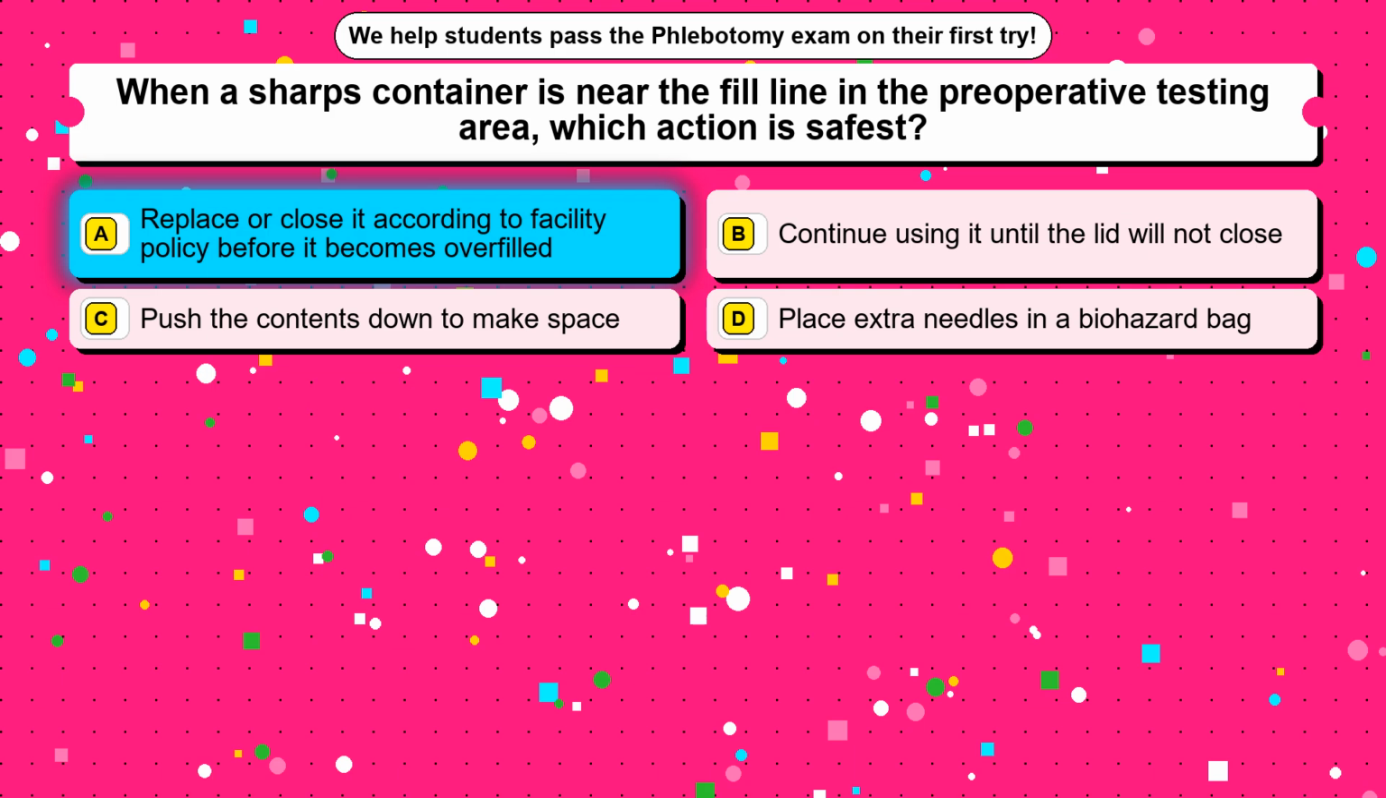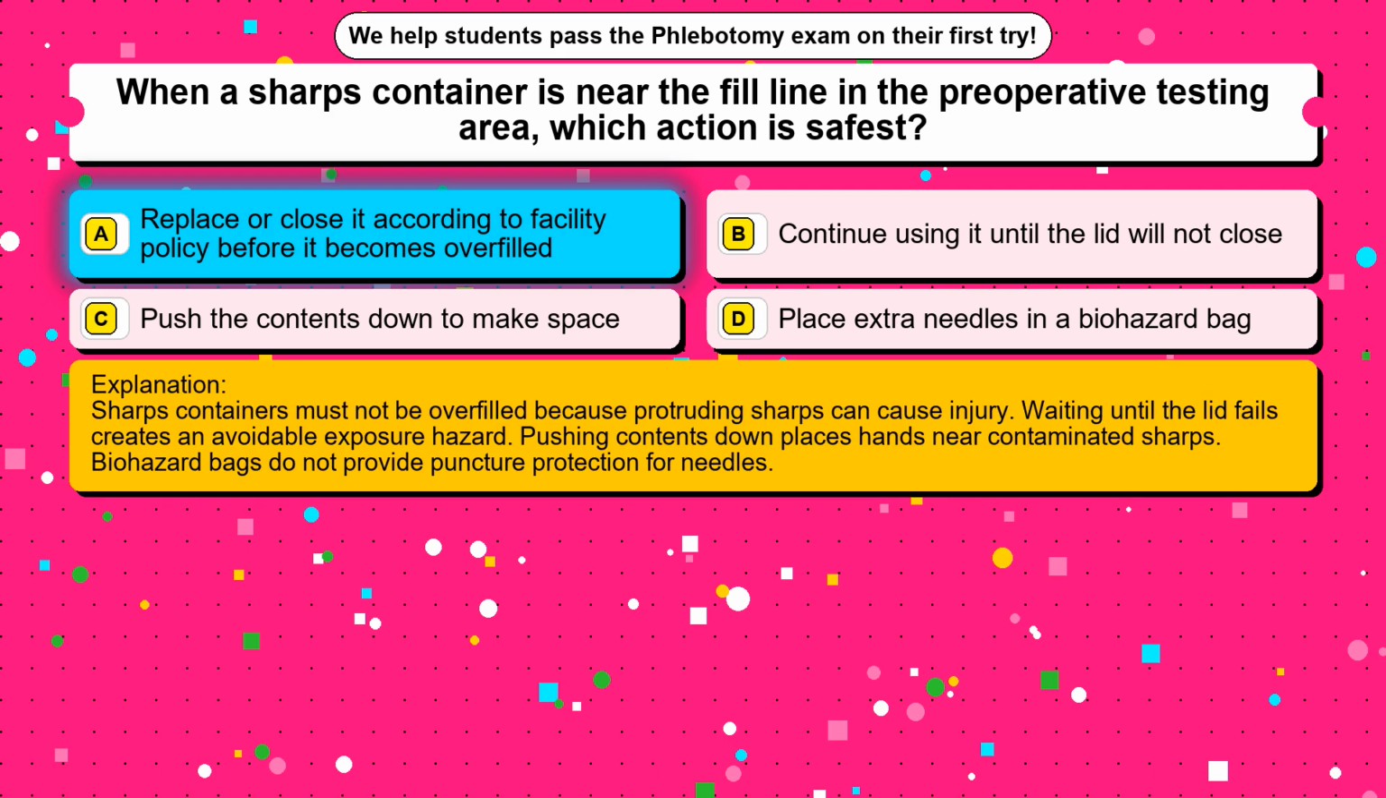Replace or close it according to facility policy before it becomes overfilled. Sharps containers must not be overfilled because protruding sharps can cause injury. Waiting until the lid fails creates an avoidable exposure hazard. Pushing contents down places hands near contaminated sharps. Biohazard bags do not provide puncture protection for needles.